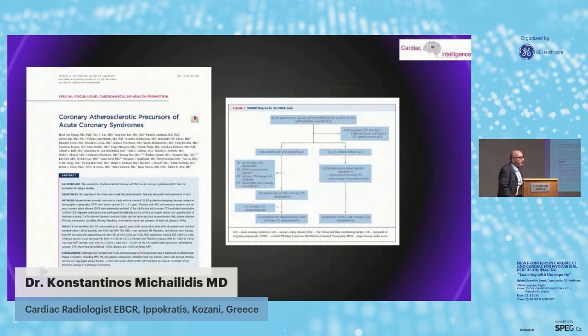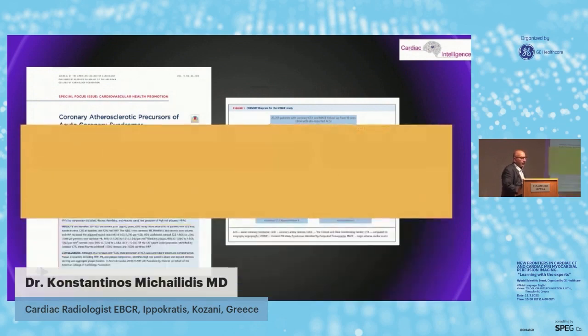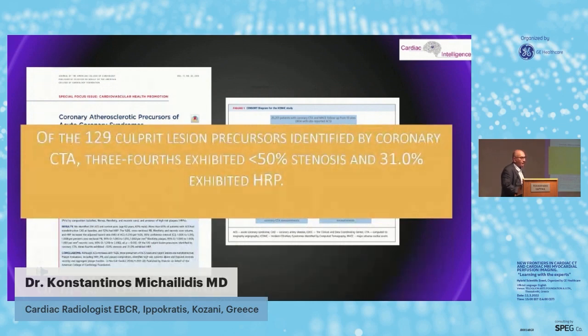I would like to draw your attention to this paper issued in 2018. It is a very interesting meta-analysis and follow-up of the CONFIRM registry patients. In this, they retrospectively studied the CT angiograms of patients who, after having an angiogram, had a major adverse cardiovascular event, so myocardial infarction or angina. And this very interesting study demonstrated what we all knew but could not demonstrate before: that out of the 129 culprit lesion precursors identified on coronary CTA retrospectively, the stenosis was less than 50% in 75% of the cases. So it's not the stenosis that causes the events, it is the plaque that causes the events.